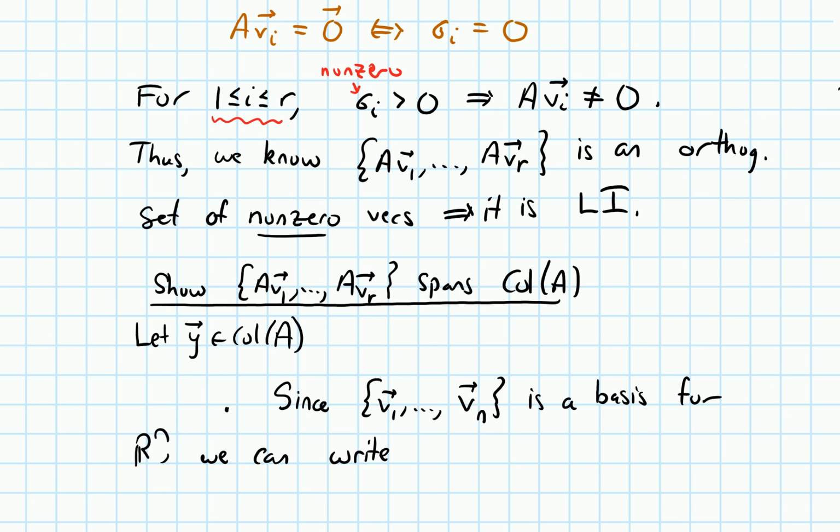All right, so let's break this down. If Y is in the column space of A, then this means that Y equals A times X for some vector X that's in Rn.